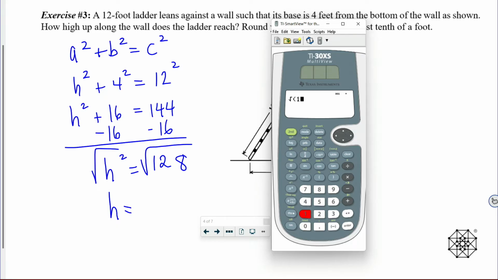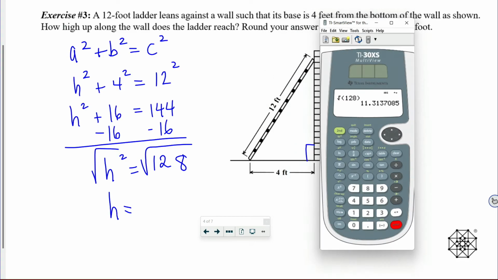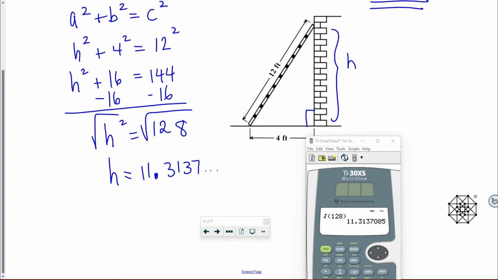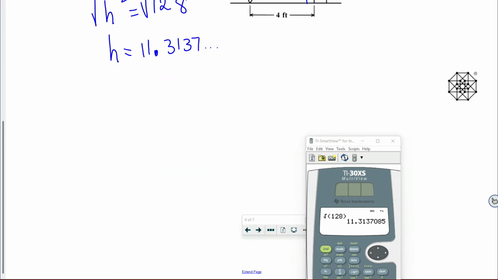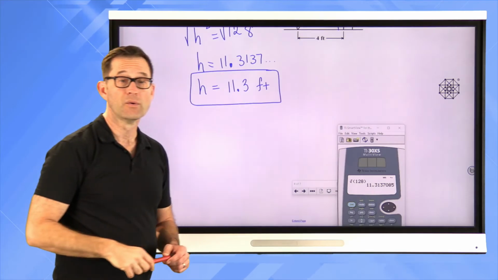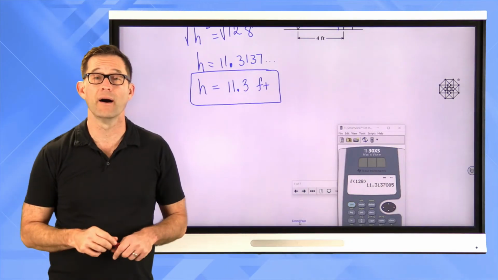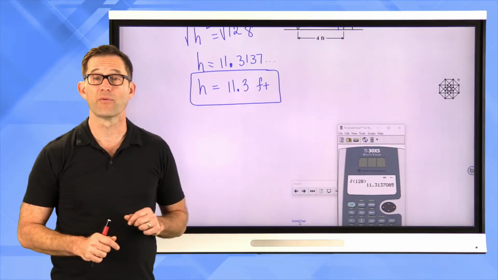I'm going to put in the square root of 128. Enter, and I'm going to get 11.3137, etc. It's an irrational number. They wanted me to round to the nearest tenth of a foot, and therefore my final answer, extend my page a little bit, is h equals 11.3 feet, which is kind of remarkable given that the ladder itself was 12 feet long and we almost reached that high up on the wall, 11.3 feet.